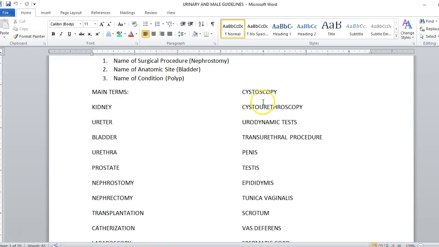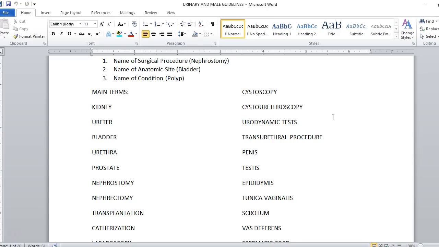We're going to see cystoscopies and cystourethrostomies, and these are the same thing because remember, cysto means urinary bladder. How do we scope into the urinary bladder? We have to go through the urethra. So a cystourethrostomy is the same as cystoscopy because it's the way we're getting in.